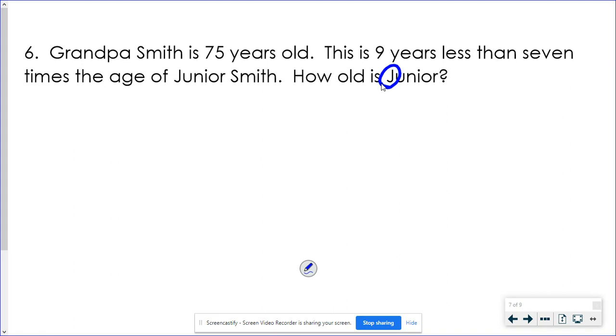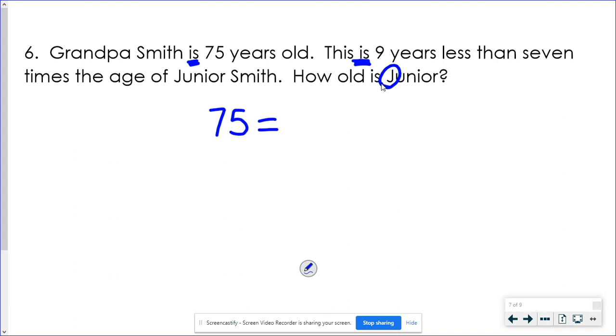So I'm going to use the letter J. I'm going to use a lowercase j just because that's what we usually use for variables. So we've got that Grandpa Smith is 75 years old. This right here doesn't mean equals in our equation. I'm going to say Grandpa Smith is 75. This is, that's my equals, 9 years less than 7 times the age of Junior Smith. The less than, again, is the tricky subtraction. I'm going to have to subtract, but I have to reverse the order.